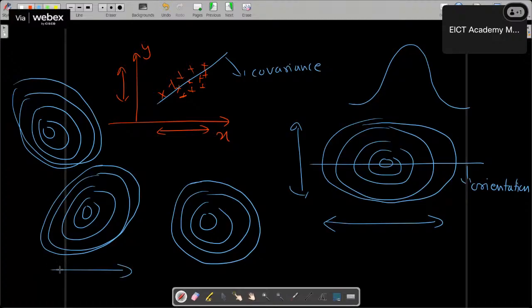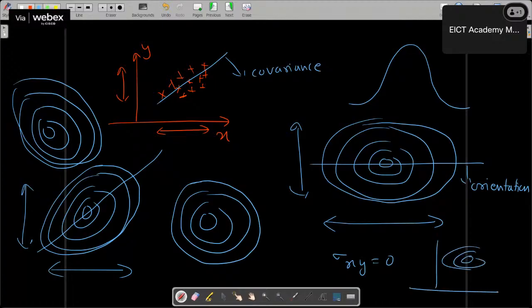Okay. So here that is a spread in x, this one is a spread in y, and this is the orientation. Okay. Suppose this covariance, that is sigma x y, is equal to 0. Then our normal distribution is parallel to the x axis, or it may be parallel to the y axis, because one variable does not impact the other if the covariance of x and y is equal to 0.